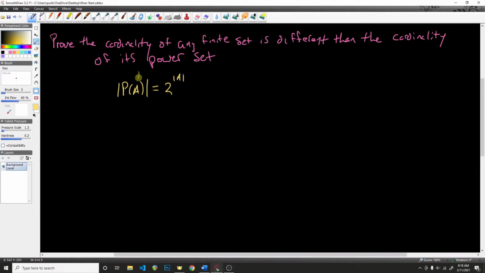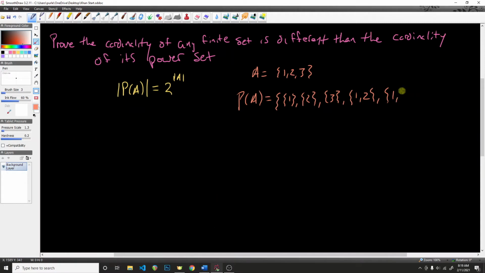So the set here is going to be called A. This is going to be an example set A. And the definition of a power set is simply every possible subset that you can make out of this set right here. So for example, we have {1}, {2}, {3}, {1, 2}, {1, 3}, {2, 3}, {1, 2, 3}. And then we have the empty set.